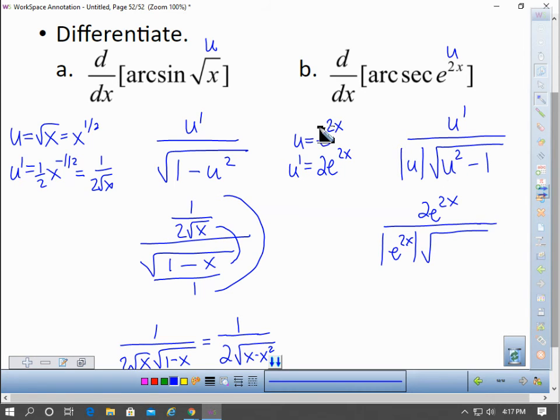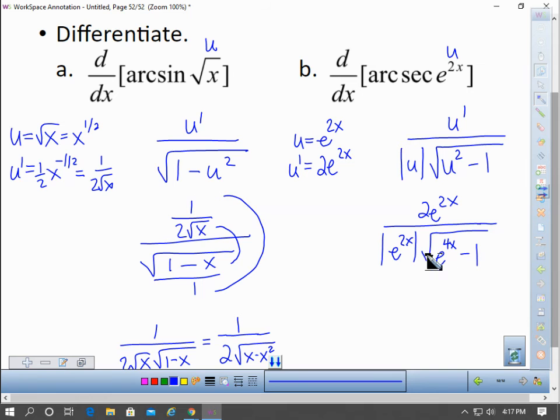And then I'm going to have u squared. So when you square something that already has a power, when you square e to the 2x, you multiply. So this is going to be e to the 4x. So it's e to the 2x times the power by 2, which is e to the 4x, and then minus 1. So that's what I'm going to get there.